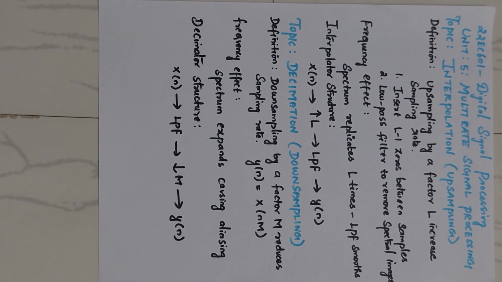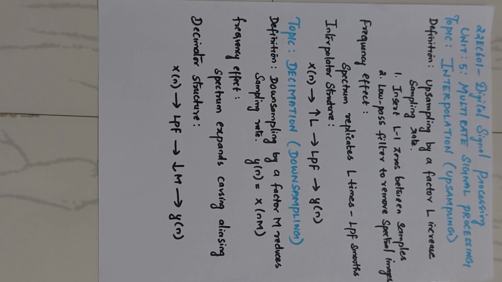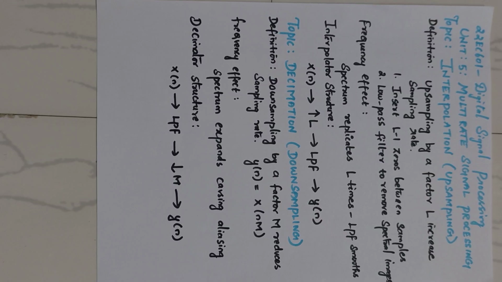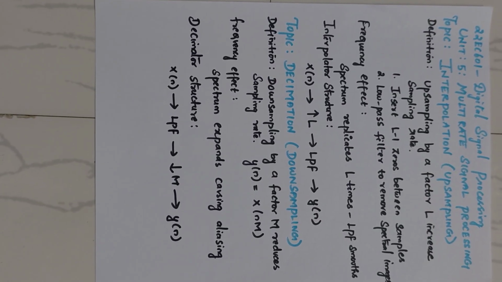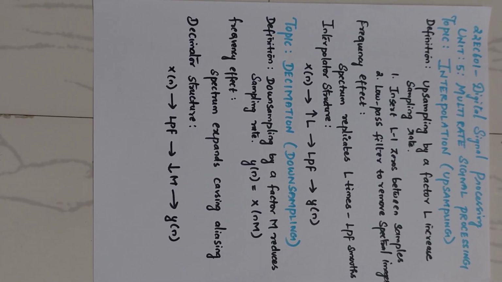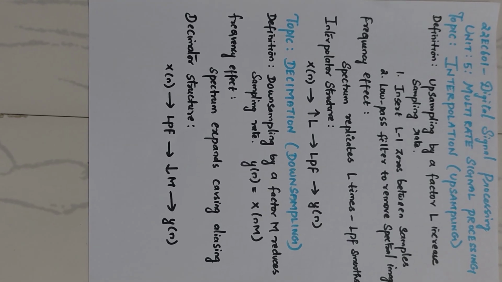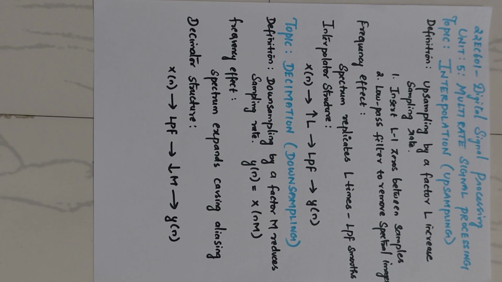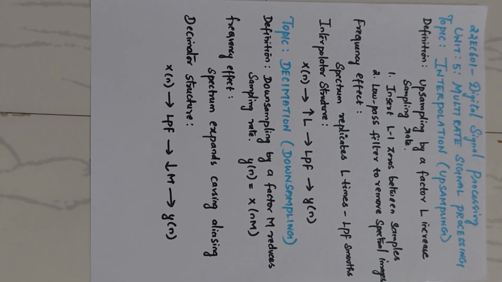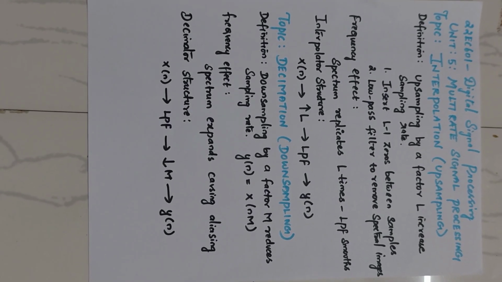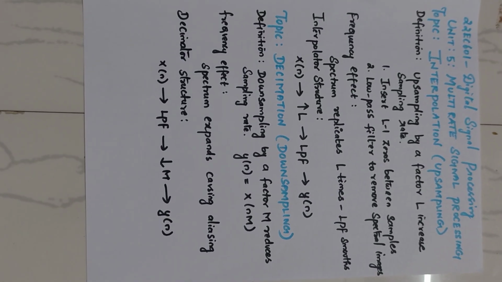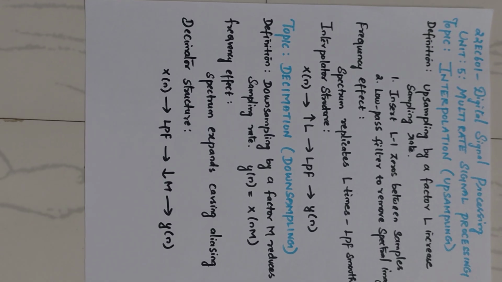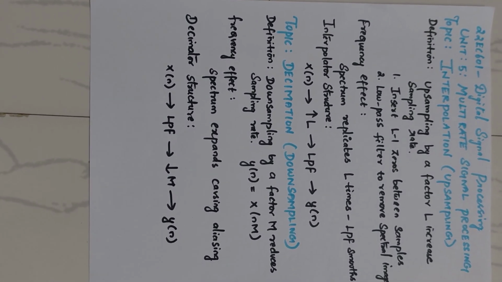First topic, interpolation. Last video we discussed the types of multi-rate DSP. Interpolation is also called upsampling. Similarly, decimation is also called downsampling. Let me have a brief discussion now. Interpolation, or upsampling, means increasing by a factor. Decimation, or downsampling, means decreasing by a factor. So multi-rate signal processing uses these two types.